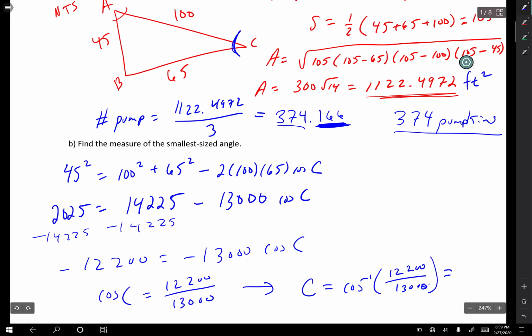And you get 20.2052 degrees. For degrees, I'm fine if you just say 20.2. But there it is, guys. All right, we're done. That's it.